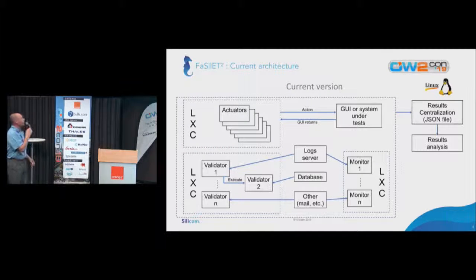To have a global vision, you have the actuators running in LXC containers, if they are launched in parallel. They act on the GUI or on the system. They catch the GUI returns. During these, validators are tracking, for example, a log server. And after that, when a validator is done, it can launch another validator if it has some conditions. And you have the monitors, also running in LXC containers, that are just checking the health of the system.